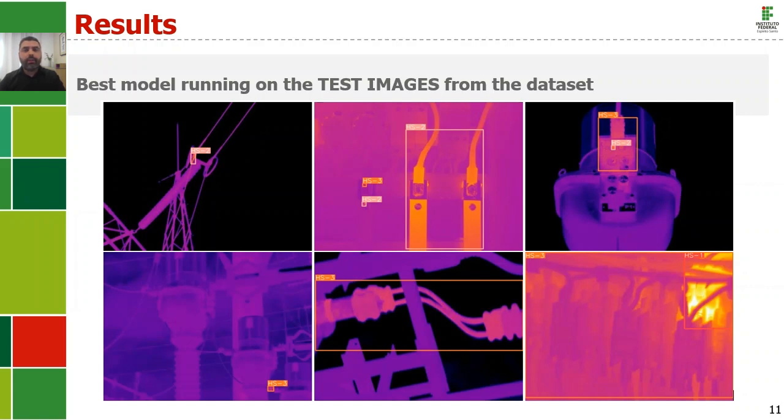On the fourth image, a distant hotspot priority 3 in a transformer connection. On the fifth image, a hotspot priority 3 in an insulator's connection. And on the sixth image, a hotspot priority 1 inside a hotspot priority 3 in a circuit breaker connection.